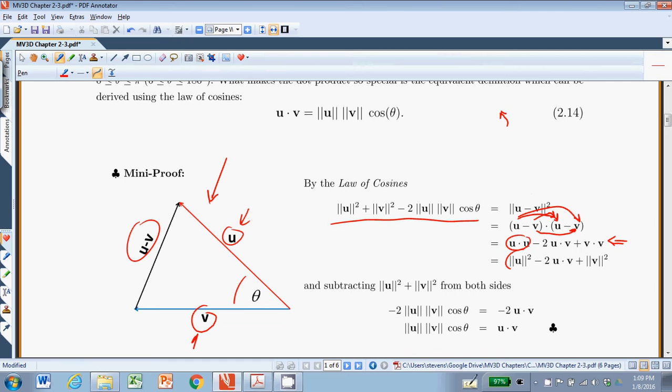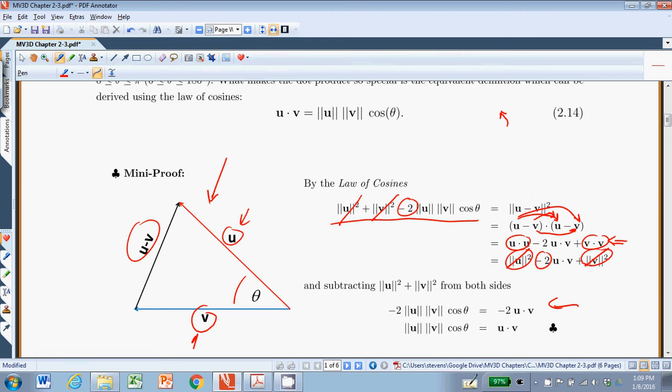But u dot u is just the size of u squared. v dot v is just the size of v squared. Right? And so what I'm going to do is take this size of u squared, which gets rid of that one up there. This size of v squared gets rid of that one right there. That leads me to this line.